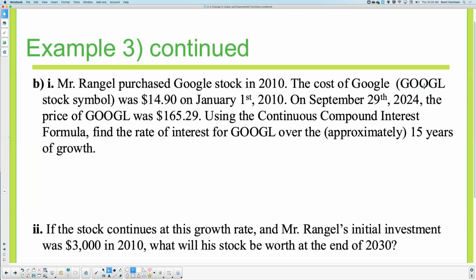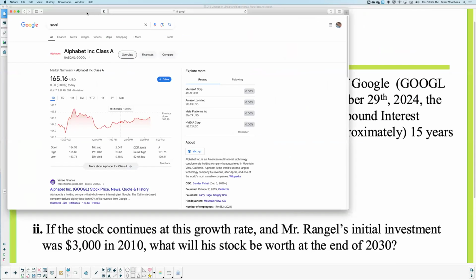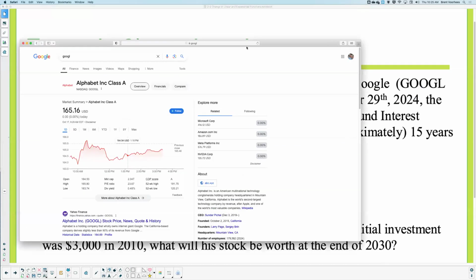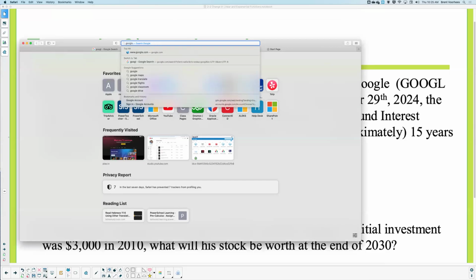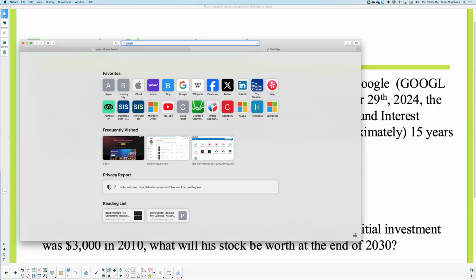So I want to do a little exercise with you. Pull out your cell phones. Now, I want you to type in Google spelled the normal way. What happens when you type in Google and you spell it the normal way? Google. And you hit enter. What's going to happen? It takes you to the search engine. It's going to take you right there.